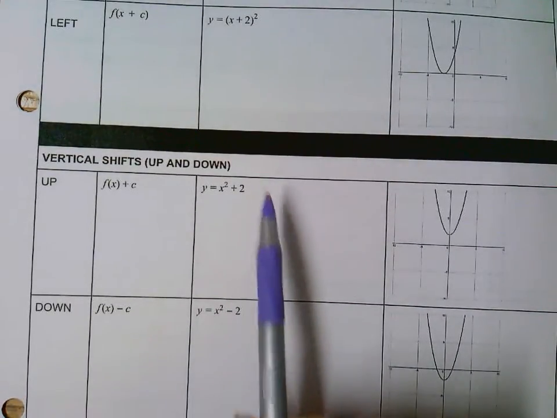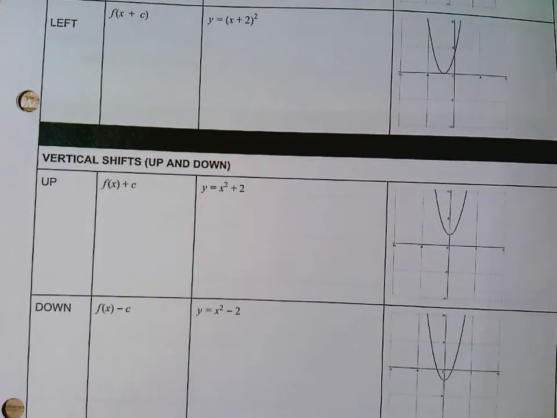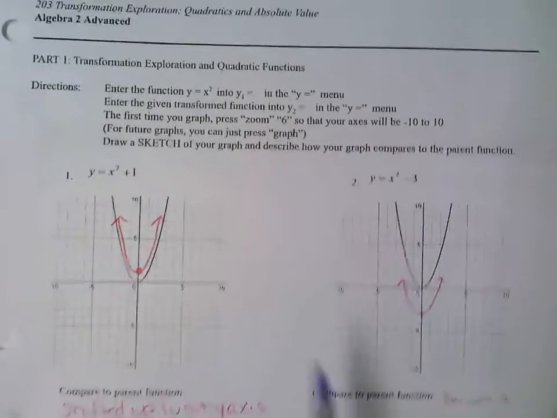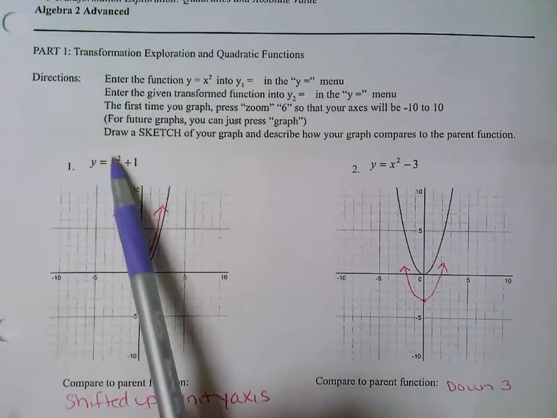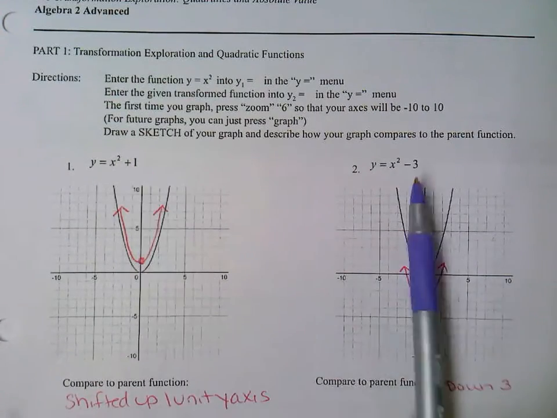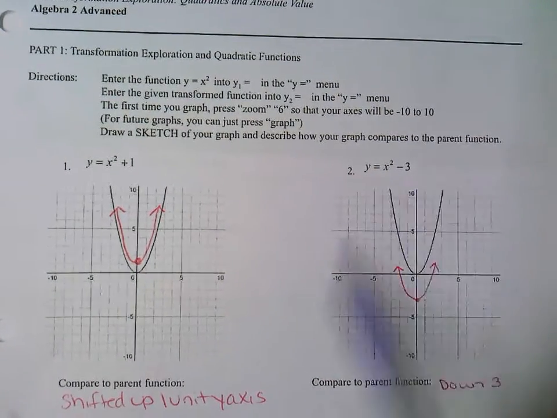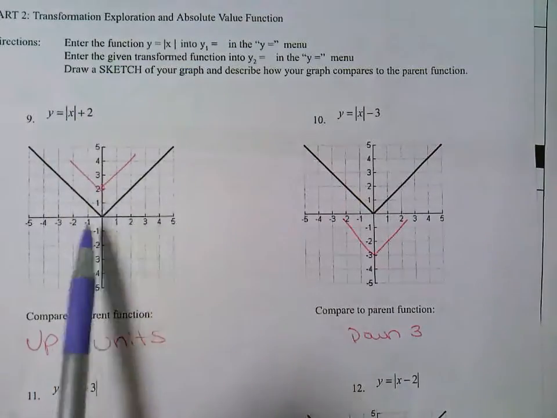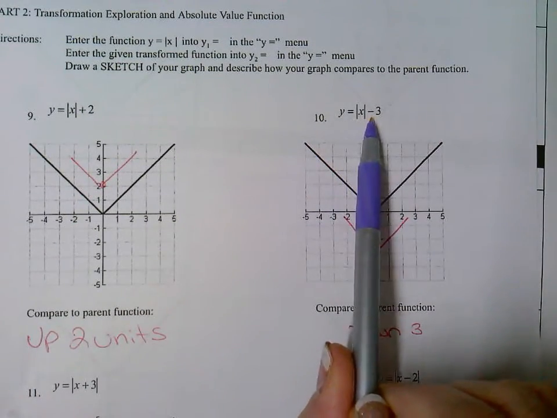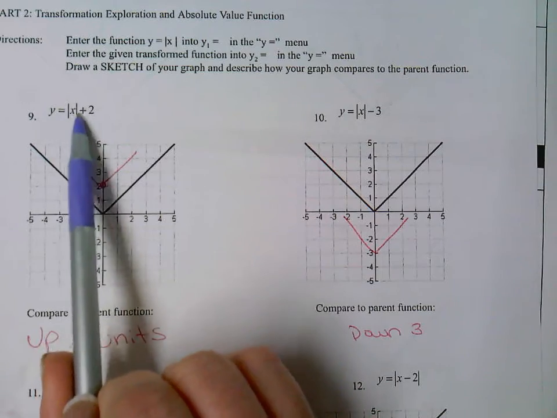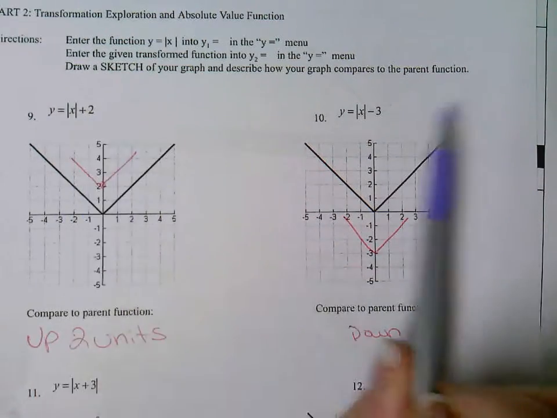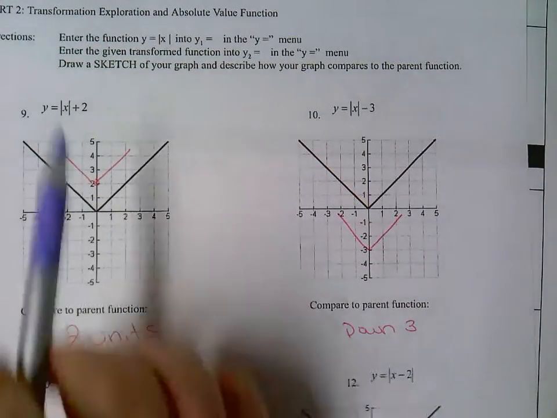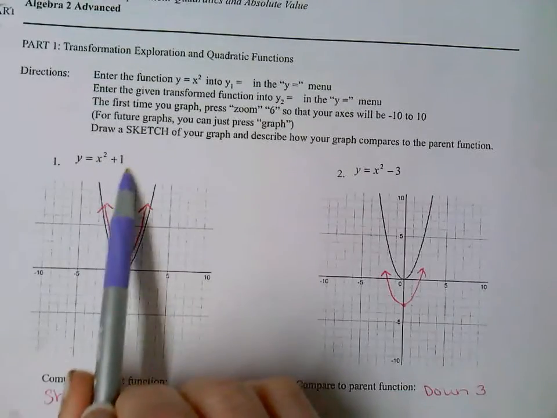And up and down, you saw on the first couple graphs, here was x squared up 1, and here's x squared down 3, and also on number 9 and 10. Here was the absolute value shifted up 2. Here's absolute value shifted down 3. So you have the function contained, and then you're adding or subtracting the number outside of the function itself. Or in this case, there's no parenthesis, it's just over here.